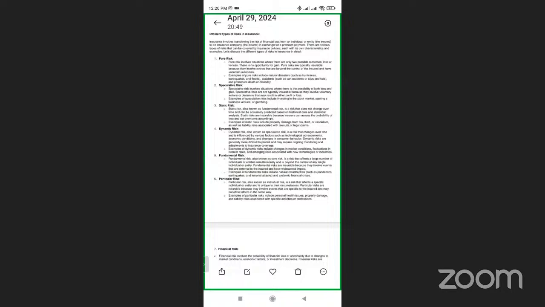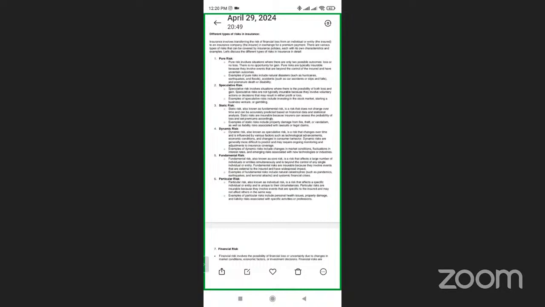So talking about static risk, as I said to you, this is a risk which does not change with the change in time, and which can be accurately predicted based on historical data. And these static risks involve those events which can happen at any point of time. You just cannot deny the happening of such events.